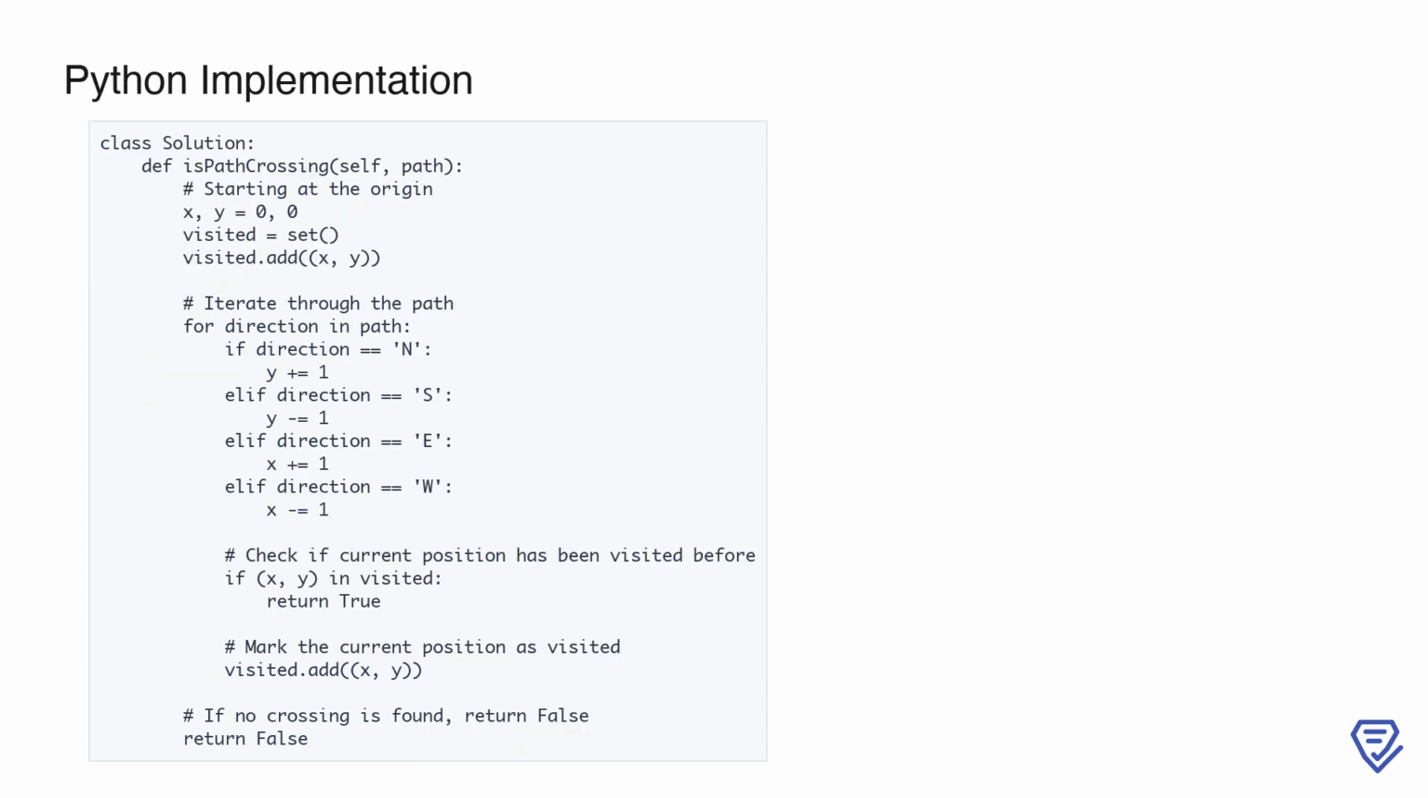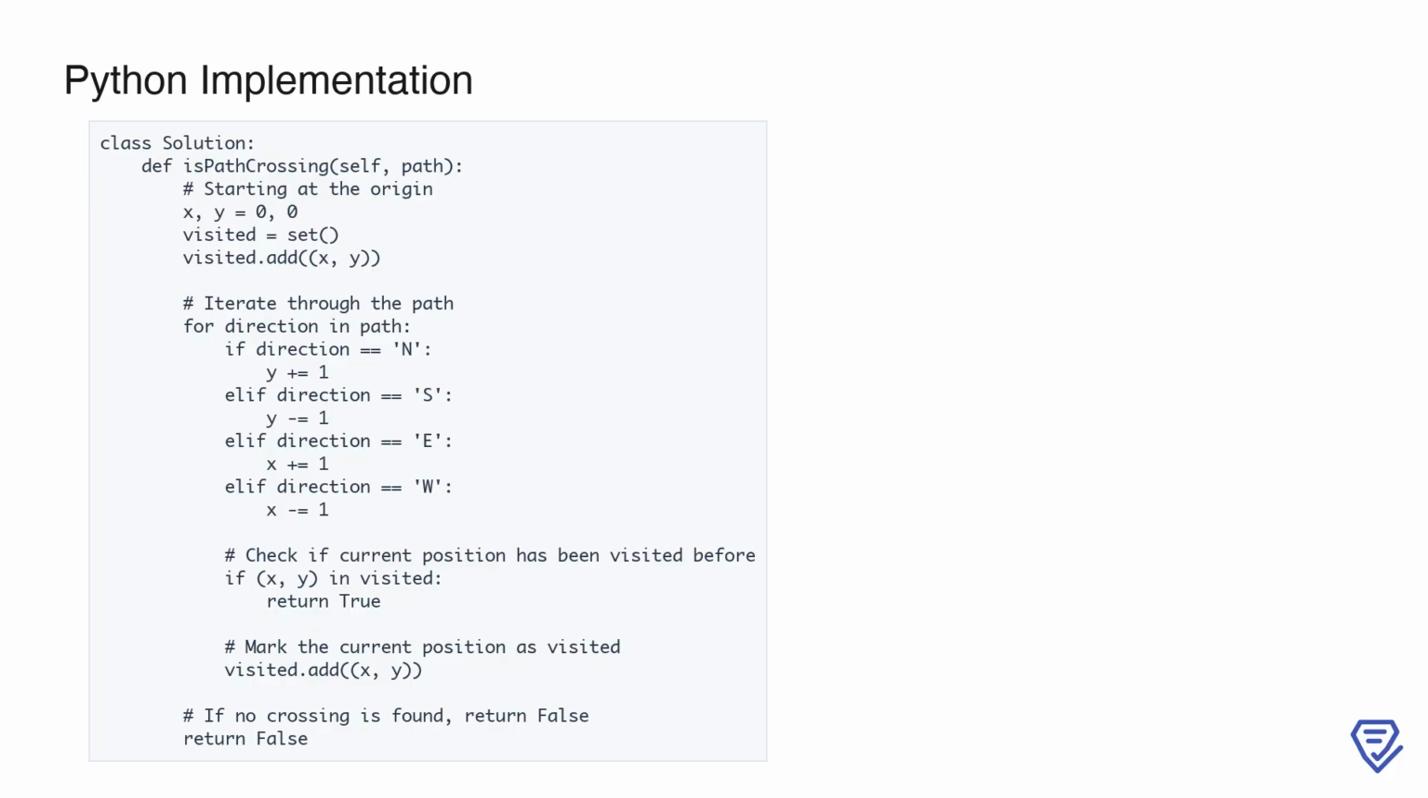This implementation solves the problem of determining whether a given path crosses itself on a Cartesian grid. The solution uses a set to track visited points, ensuring efficient lookups. First, we initialize the starting position at the origin, 0,0, and create a set to store visited positions. The origin is added to the set as the initial point.